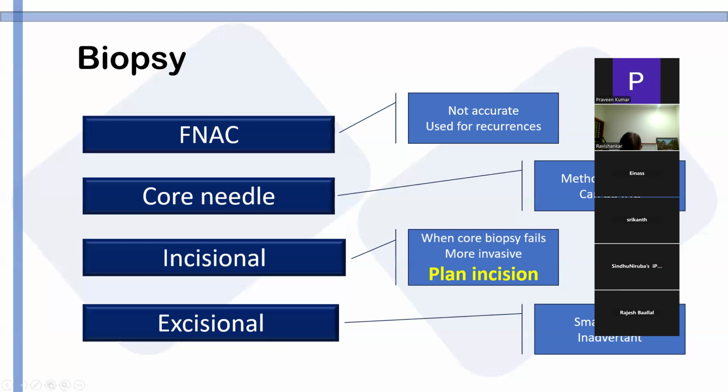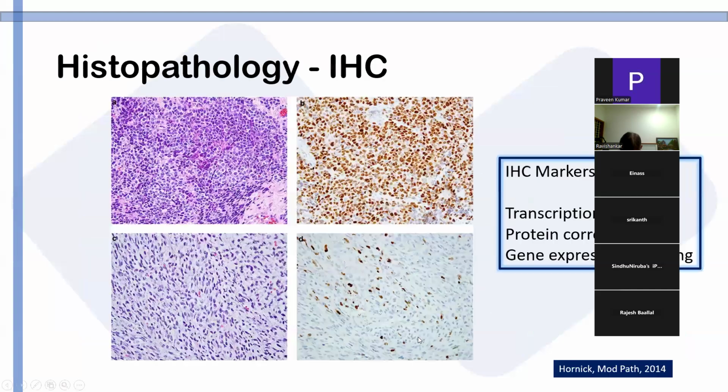That's what happens. But excisional biopsy is mentioned for the sake of completion, but most often done for very small tumors. Histopathology and IHC go hand in hand in sarcoma diagnosis. Only histopathology doesn't give you the diagnosis. It will give you a broad idea whether it is from lipomatous tissue, or whether it is from muscle or from synovium or whatever.